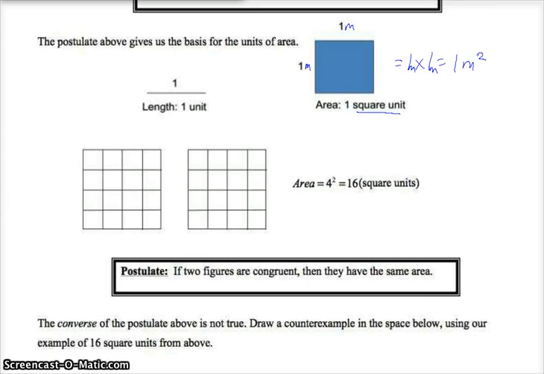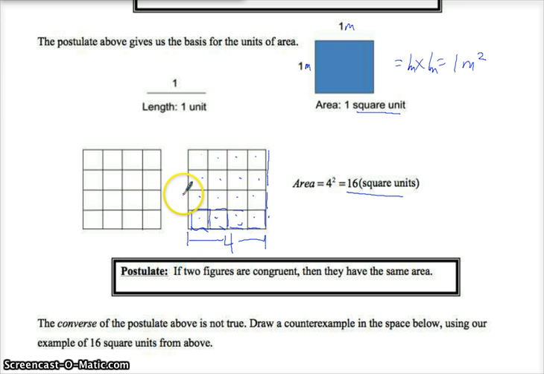Okay, what about for this? If we had 4 units, right, you can see 1, 2, 3, 4, by 4 units. Well, that's 4 times 4, so the area for that would be 16 square units. Which means, you can see it here, there's 16 boxes that are 1 by 1, 16 squares that are 1 by 1 inside a 4 by 4 square.